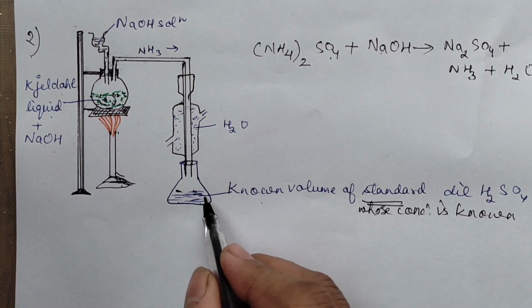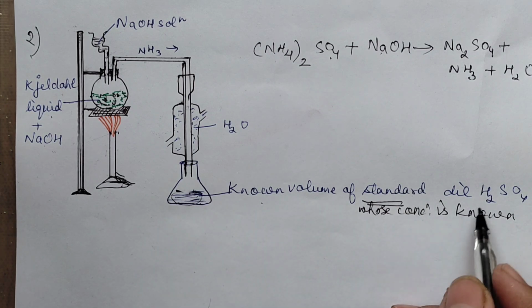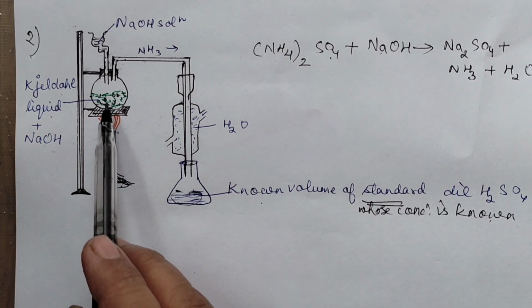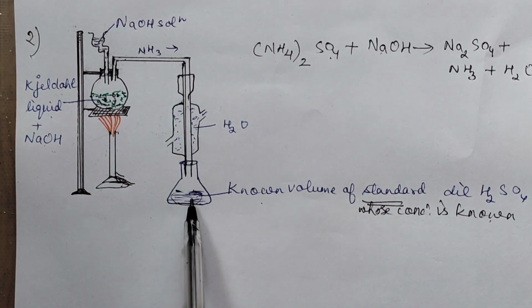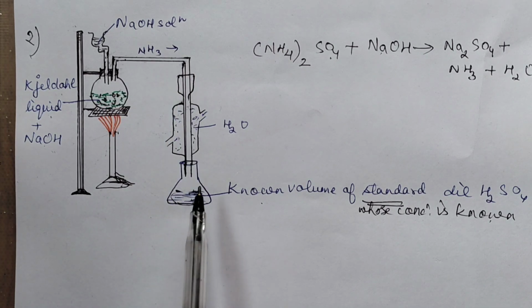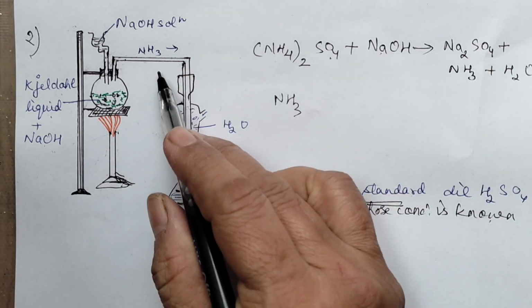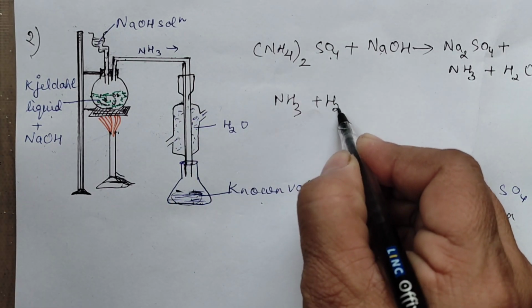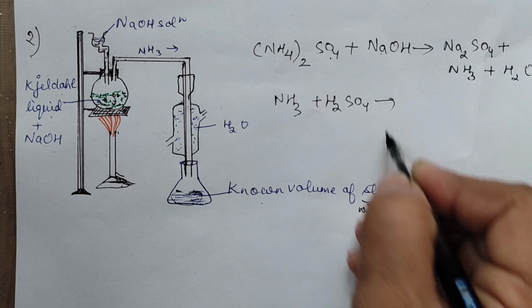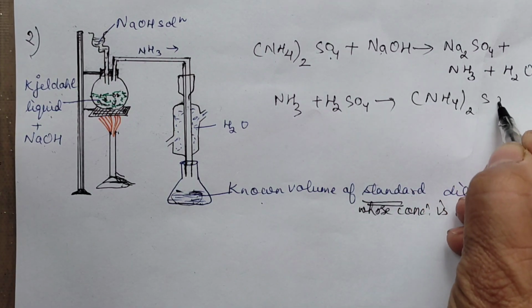And known volume, of course we know how much volume we have taken. We know the volume of it. We know the concentration of the dilute sulfuric acid. So ammonia from here is made to go in this. That means from here ammonia will again react with sulfuric acid and now it will form ammonium sulfate next time. Right? So that means ammonia which was released from here is now reacting with the known volume of the standard sulfuric acid and it results in the formation of ammonium sulfate.